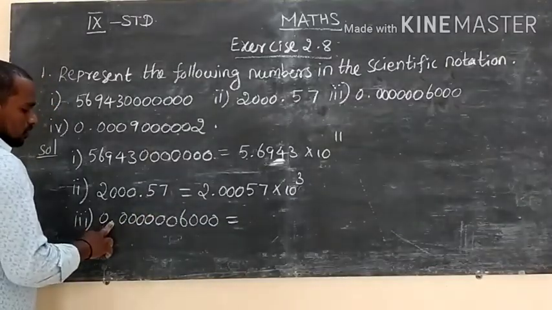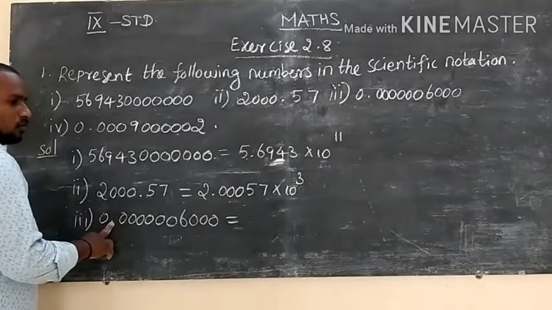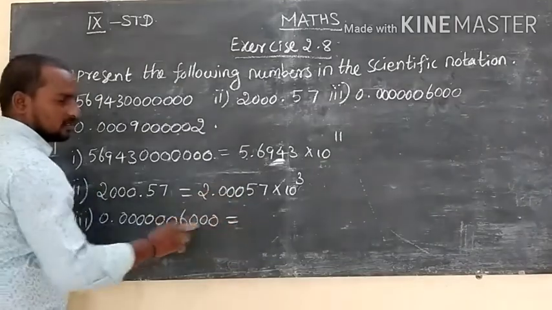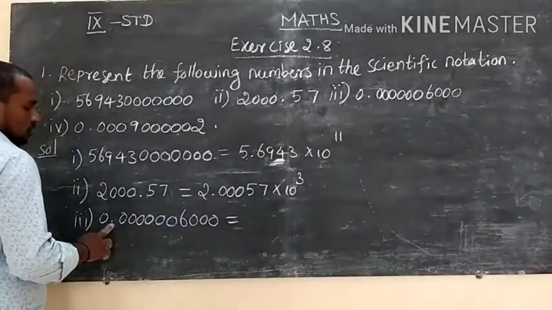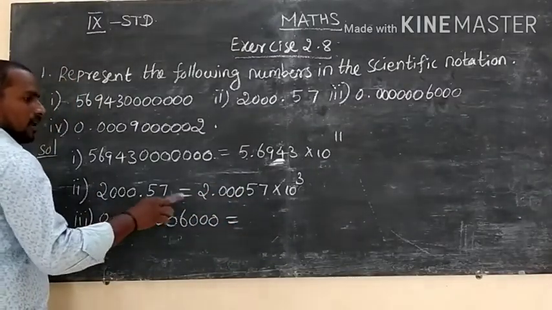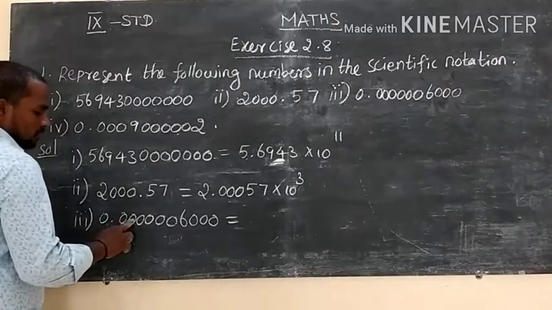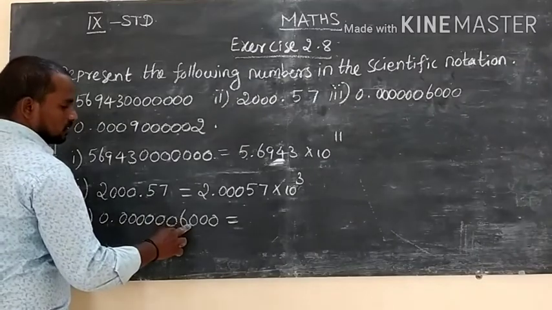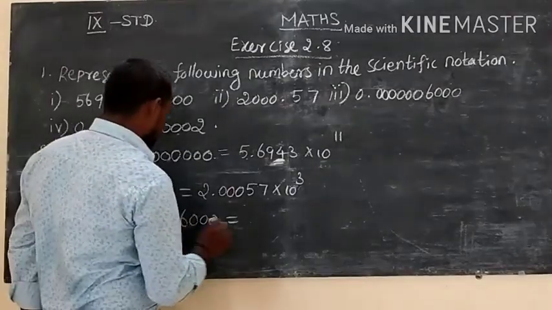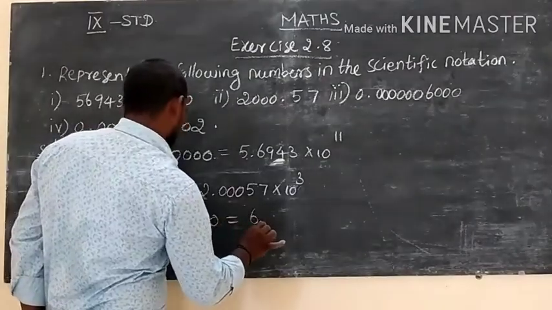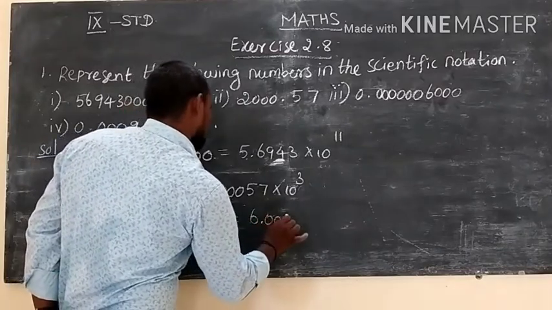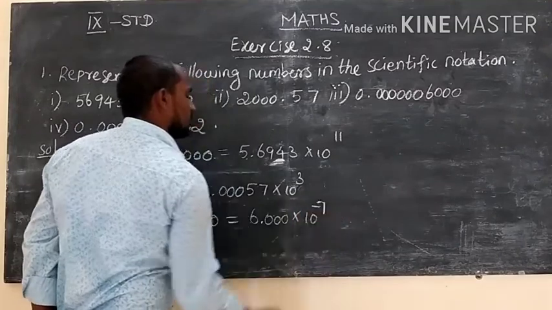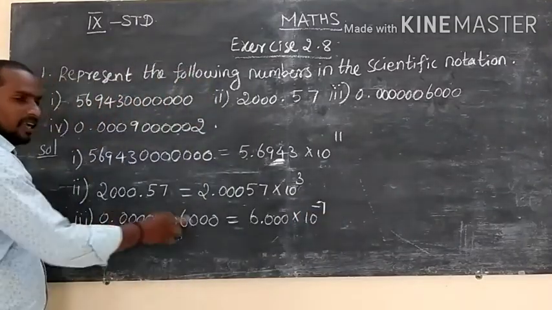Okay. So now the decimal moves from left to right. Making the shifting to the right, we get the negative exponents. So this is the right side shifting. 1, 2, 3, 4, 5, 6, 7. Okay, 7 shifting. So 6.000 in 10 power minus 7, because the shifting is right side.